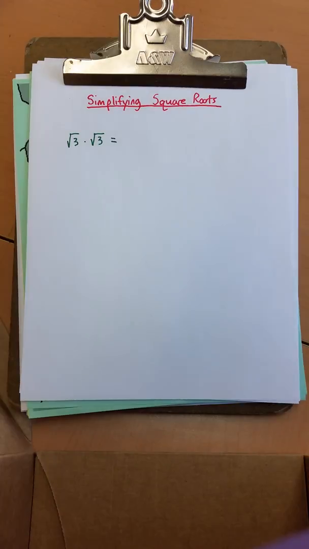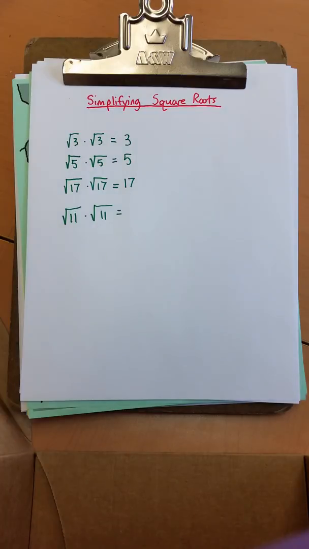Lesson 9.2 is about simplifying square roots. It just so happens that the square root of 3 times the square root of 3 is 3, and the square root of 5 times the square root of 5 equals, would you believe it, 5, and the square root of 17 times the square root of 17 equals 17.